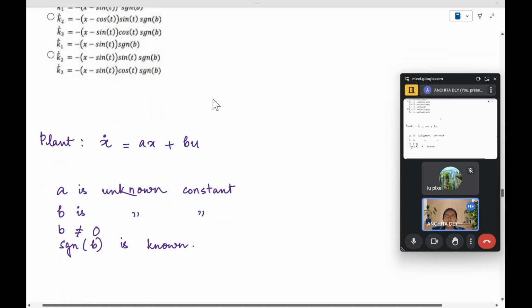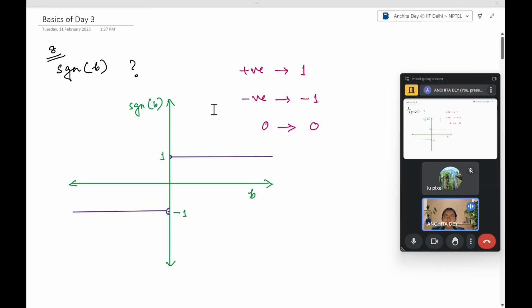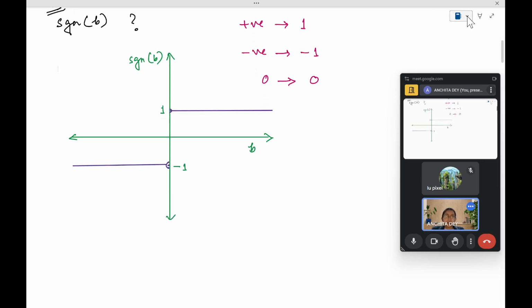So if we first look into this system, we have said that the plant is x dot equal to a x plus b u, a is an unknown constant, b is an unknown constant, b is not equal to 0 and signum of b is known. So if b is not equal to 0 and signum of b is known, let us just recall quickly what the signum of b function meant. Basically, say if this is your b, signum of b simply says that if b is positive, it would take the value 1. If b is negative, signum of b would take the value -1, and if it's 0, it would be 0. But of course, in our case, b is not equal to 0 is given already, right?